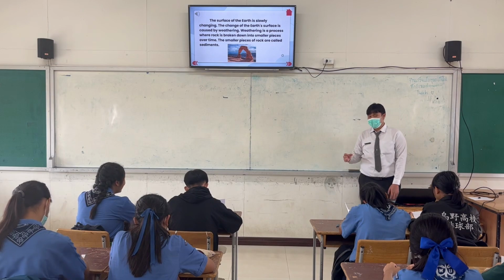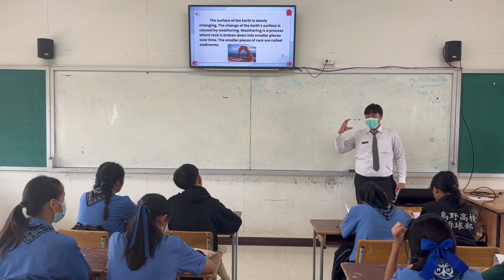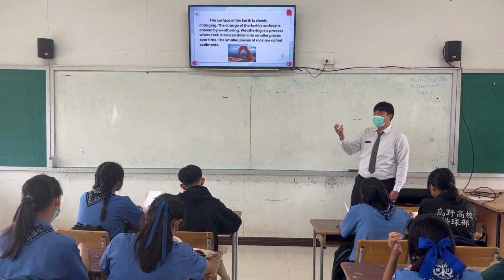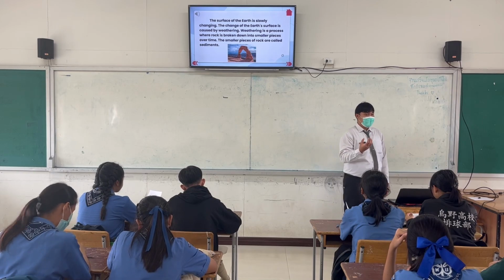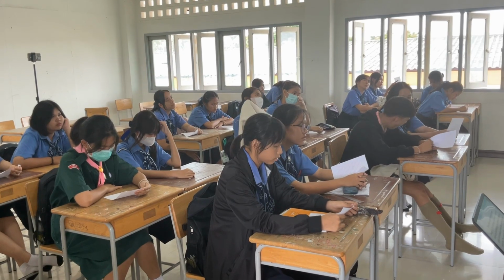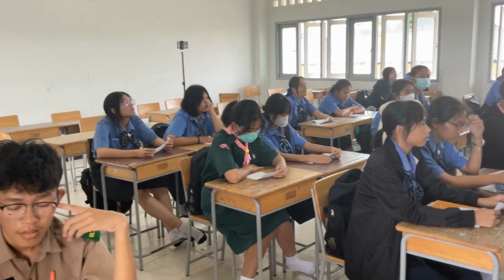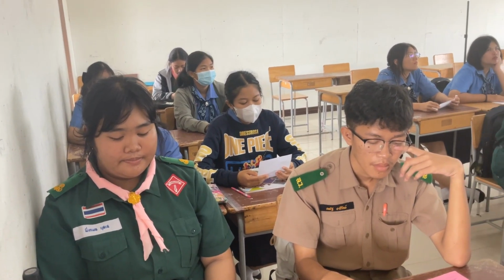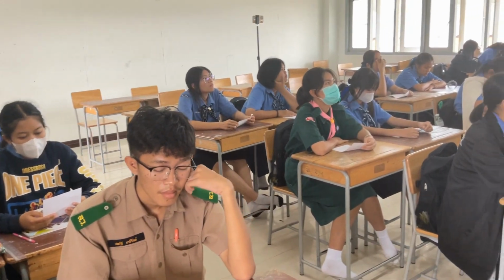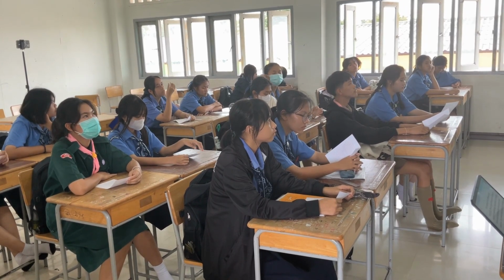It means the surface of the Earth, when it changes, takes more time, maybe years and years. And weathering is a process where rock is broken down into smaller pieces. When there is weathering, a big rock will become a small rock. And the smaller pieces of rock, we call them sediments.